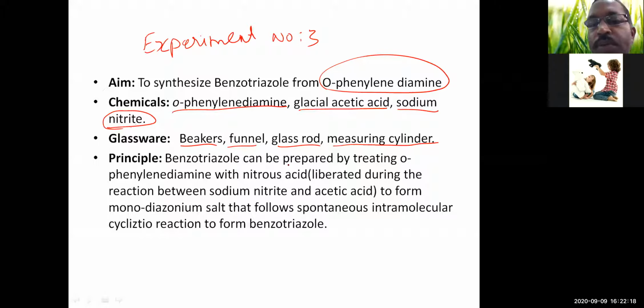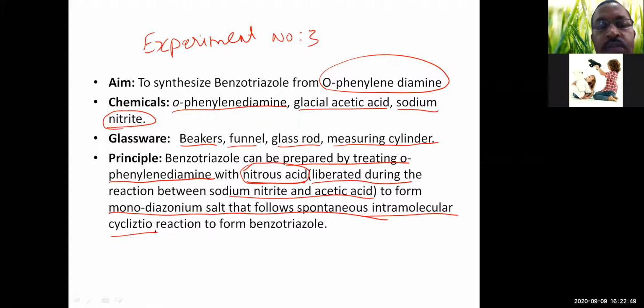So benzotriazole can be prepared by treating O-phenylene diamine with nitrous acid. This nitrous acid is obtained from sodium nitrite, which on reacting with glacial acetic acid, or in presence of acid, liberates the nitrous acid, which will react with the phenylene diamine to form the monodiazonium salt that follows a spontaneous intramolecular cyclization reaction to form the benzotriazole.